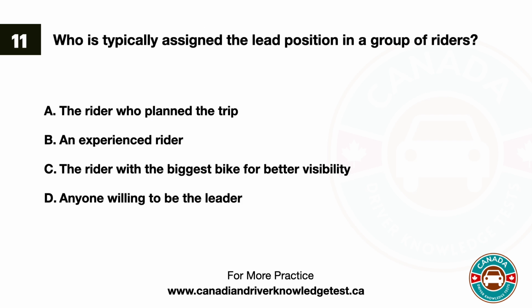Question 11. Who is typically assigned the lead position in a group of riders? A. The rider who planned the trip. B. An experienced rider. C. The rider with the biggest bike for better visibility. D. Anyone willing to be the leader. The answer is B. An experienced rider.